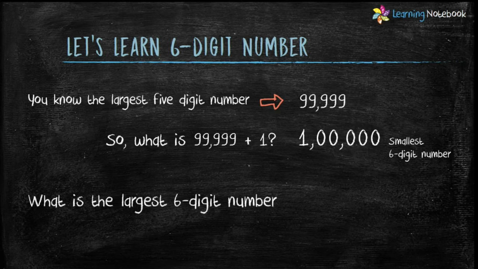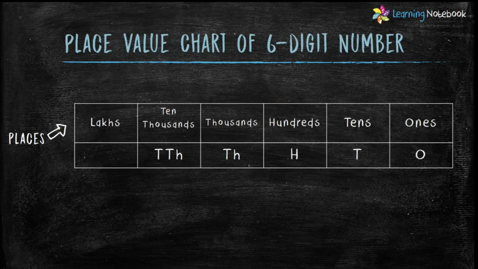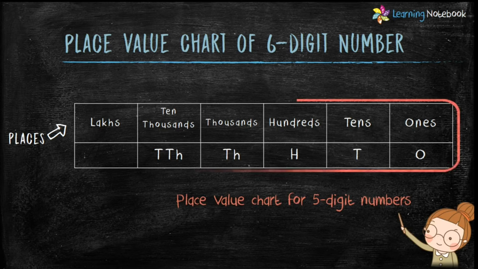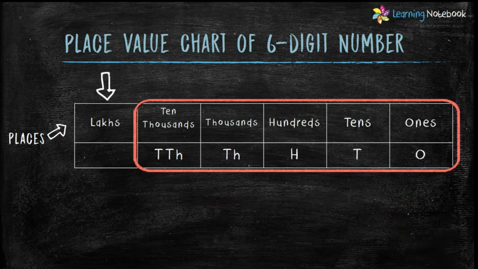Now, what is the largest 6-digit number? It is 999999, or we can read it as 9,99,999. Now students, let's understand the place value chart of a 6-digit number. We just learned the place value chart for 5-digit numbers: ones, tens, hundreds, thousands and 10,000s. We have a 6th place in a 6-digit number. It is known as lakhs and is denoted by L.